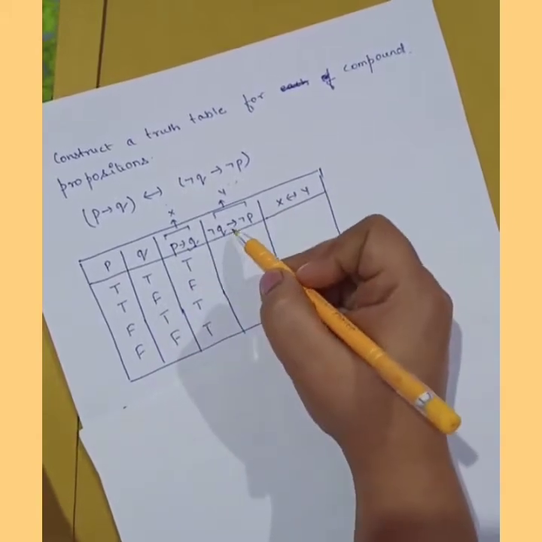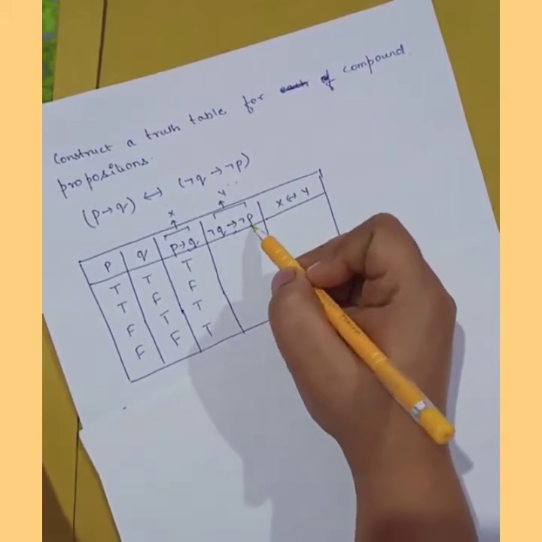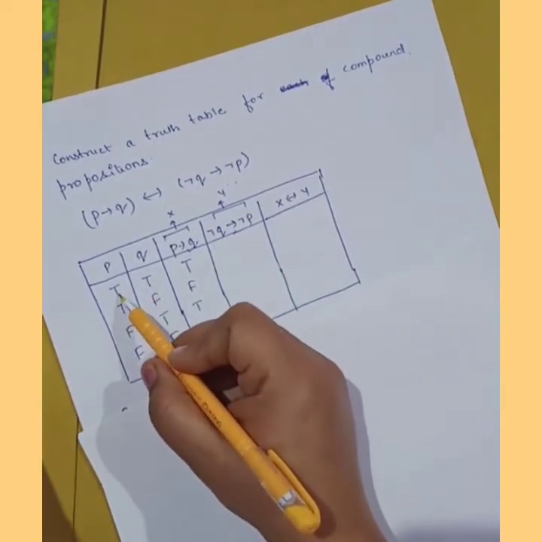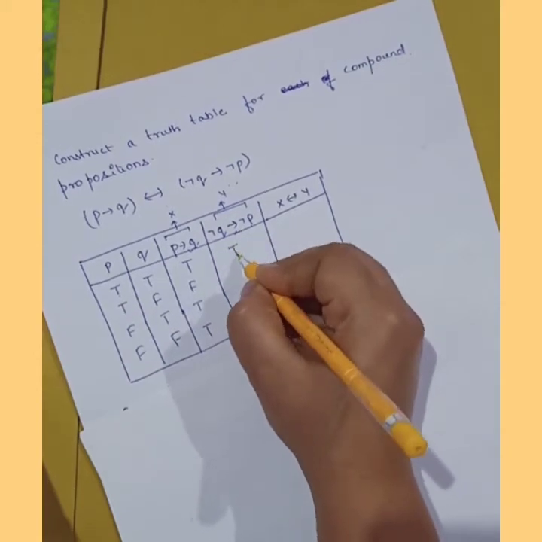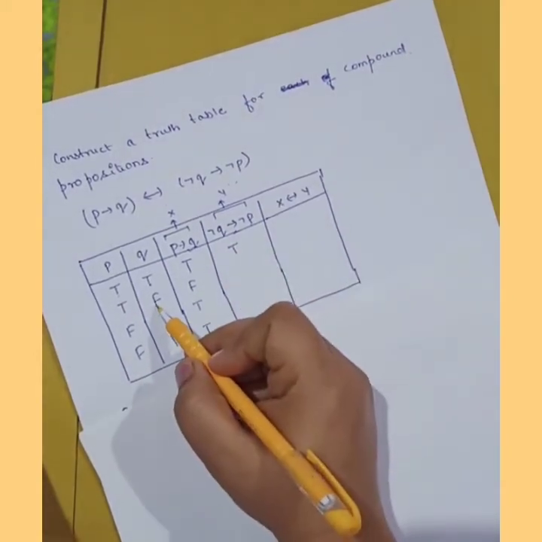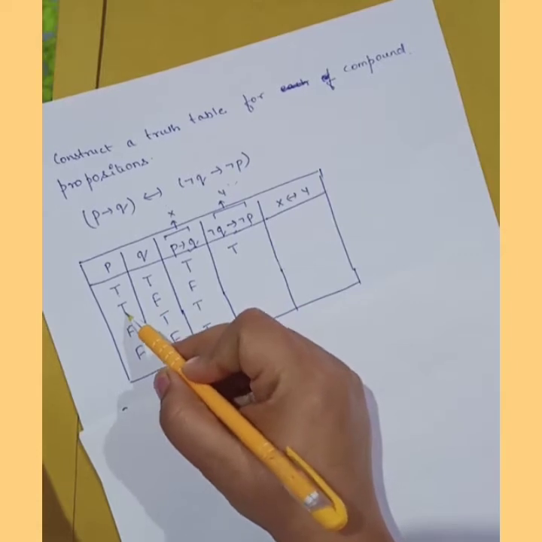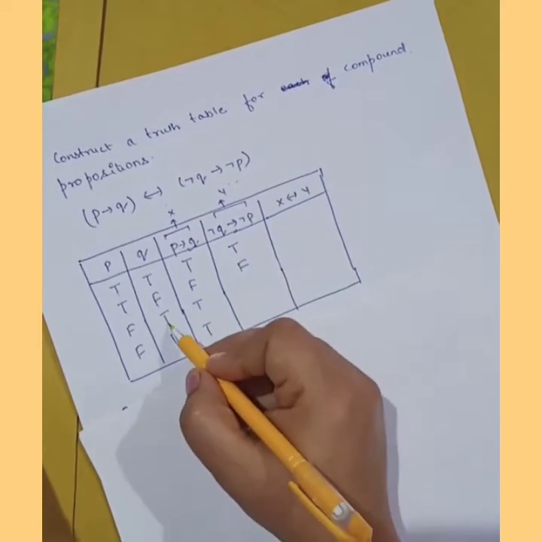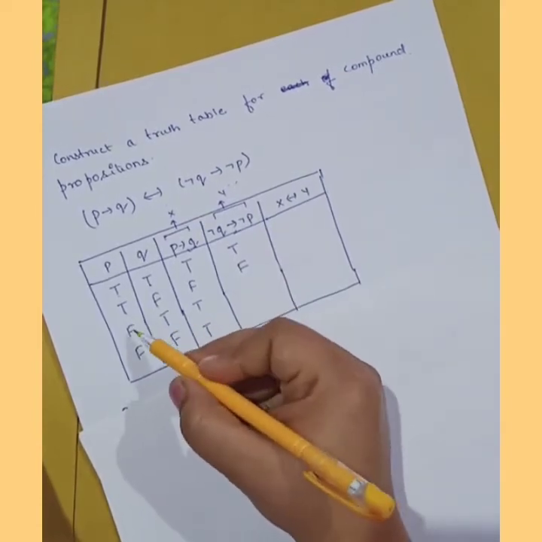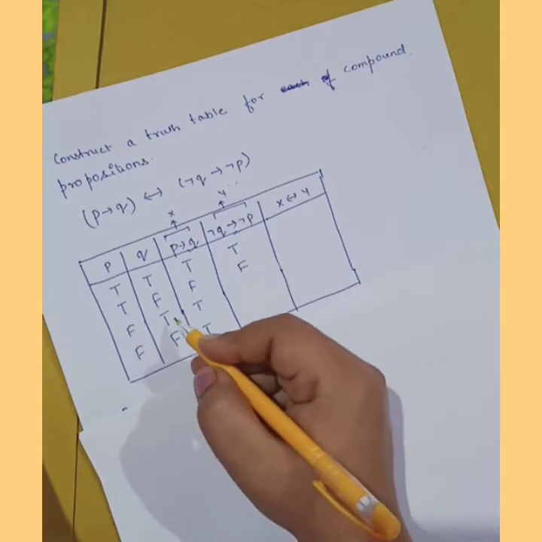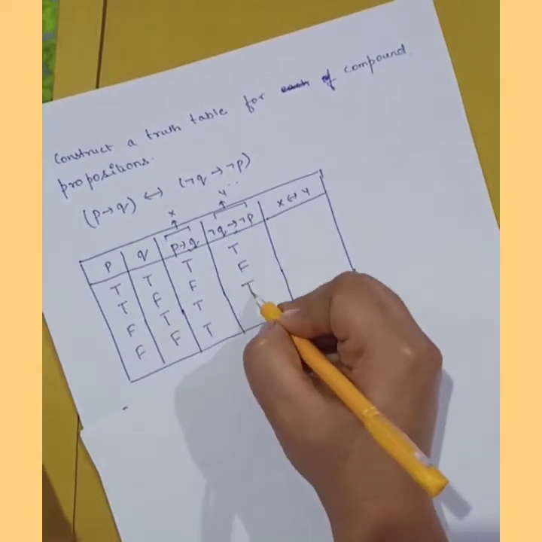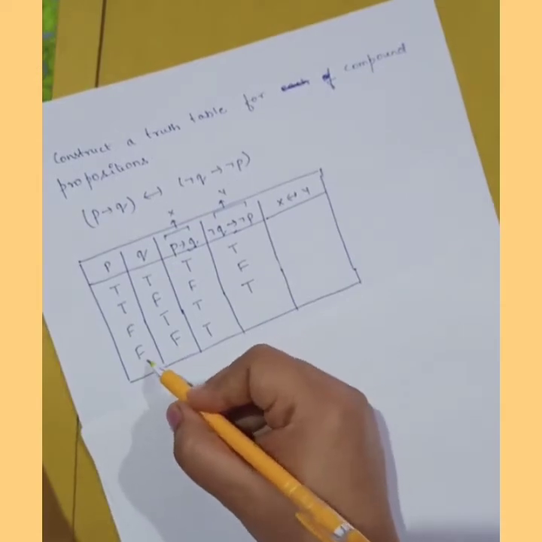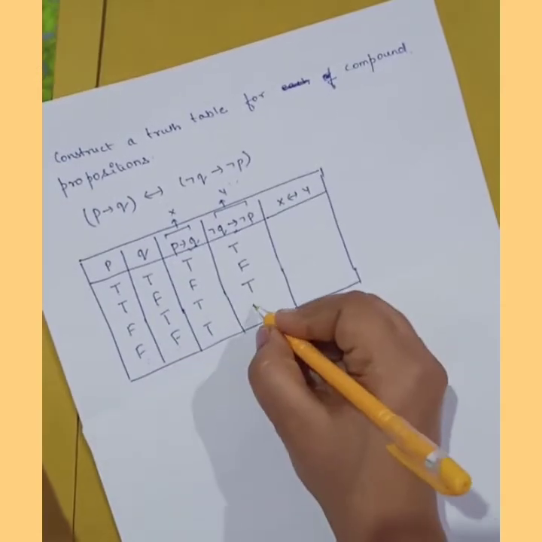And then we have to write the negation of Q implies negation of P. The negation of Q is false, implies negation of P, that is false, so it is true. Negation of Q is true and negation of P is false, so true implies false is false. Negation of Q is false and negation of P is true, so in that case it is true. Next, negation of Q is true implies negation of P, that is also true, so we will have true.